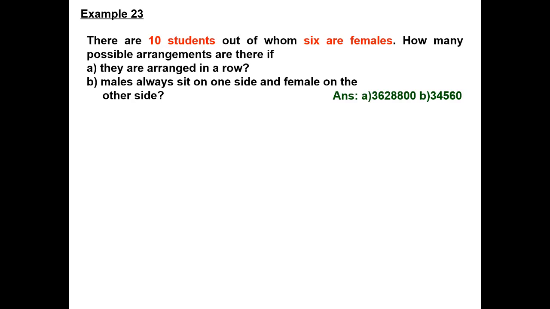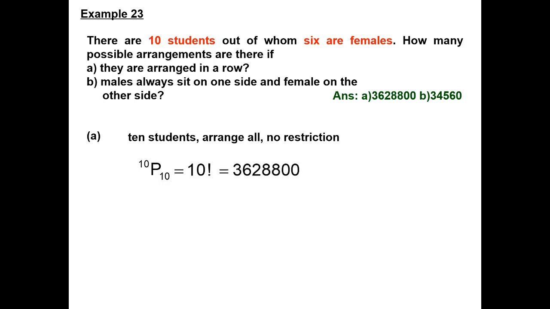Example 23. There are 10 students, out of whom 6 are females. How many possible arrangements are there if A. They are arranged in a row, B. Males always sit on one side and female on the other? Solution for A. We have 10 students and we want to arrange all of them without restriction. So we have 10p10 equal to 10 factorial and equal to 3,628,800.